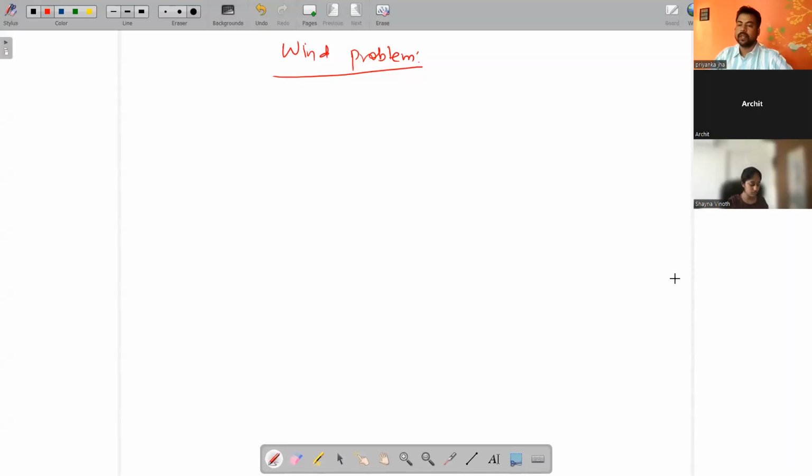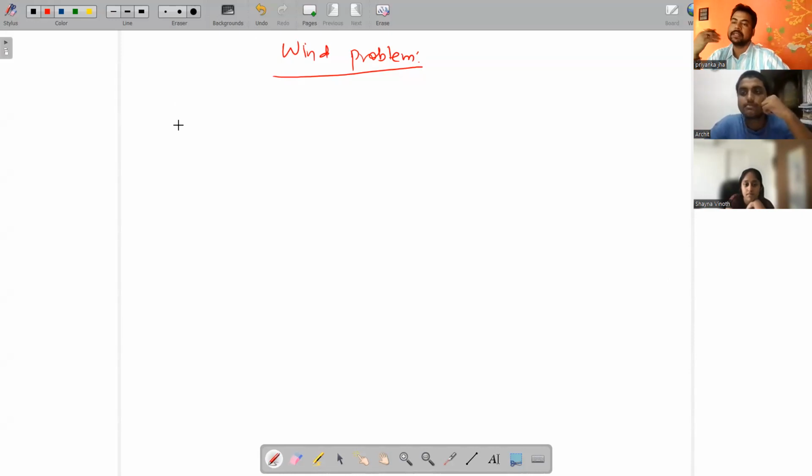Today we'll talk about a wind problem. It is pretty much similar to a river problem. We already discussed this earlier.